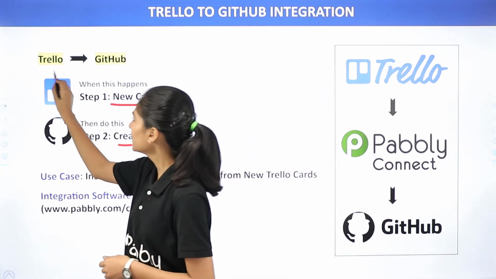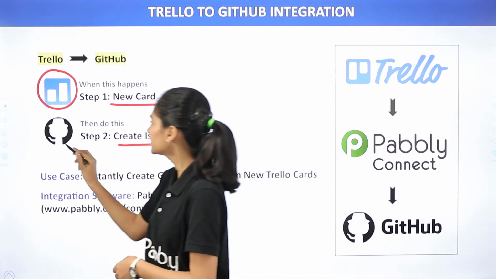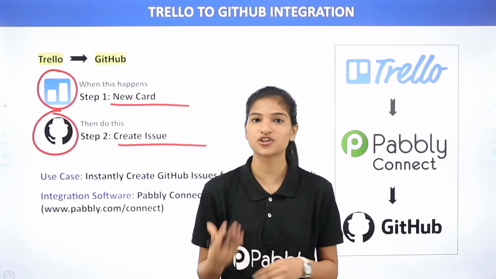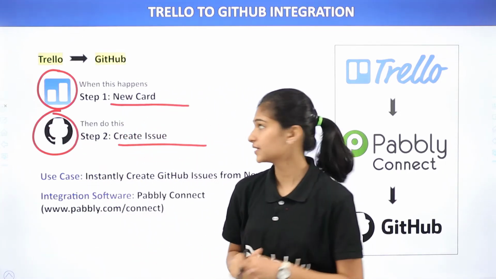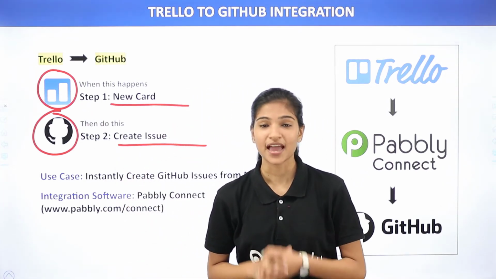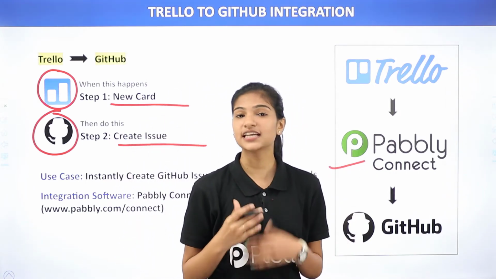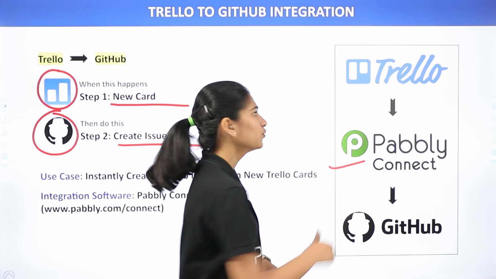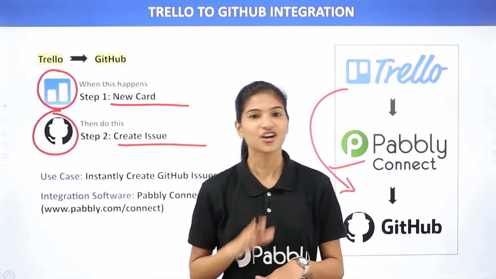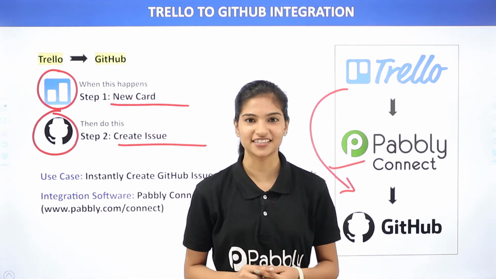Trello helps you to organize your projects into different boards, whereas GitHub is a code hosting platform where people can come together and work on projects. The issue here is that Trello and GitHub don't have any integration between them, and that is why we are going to use Pabbly Connect. Pabbly Connect is an integration software which will help you to transfer data from Trello to GitHub. The best part here is you don't require any knowledge of coding. So let me show you this on my screen.